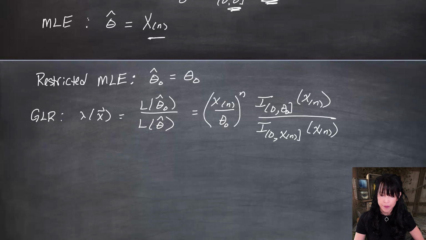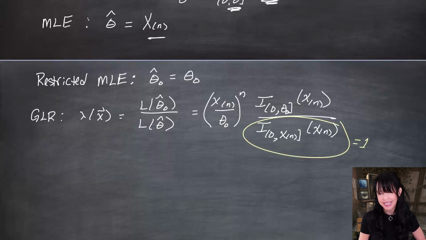Note that the maximum is always in this interval as long as the interval includes the maximum. So what that means is that this entire indicator is always 1, and we can drop it. And again, I didn't change anything by including that right endpoint because the distribution is still the same whether or not you include that endpoint. So yeah, I did it for convenience. And we have a generalized likelihood ratio.